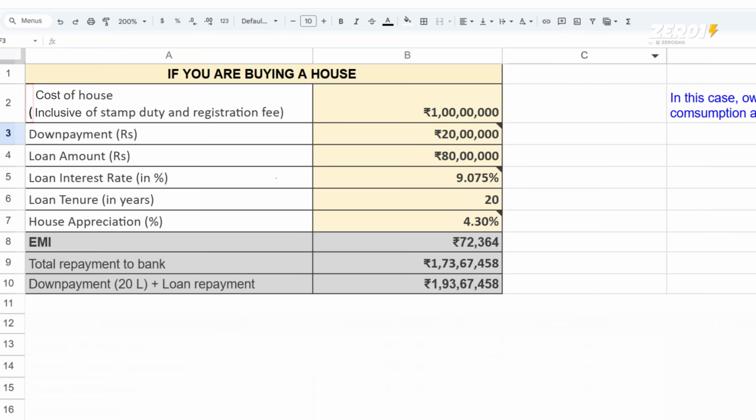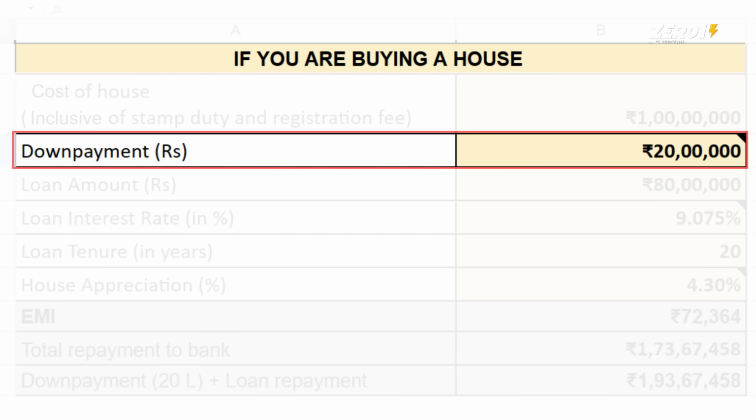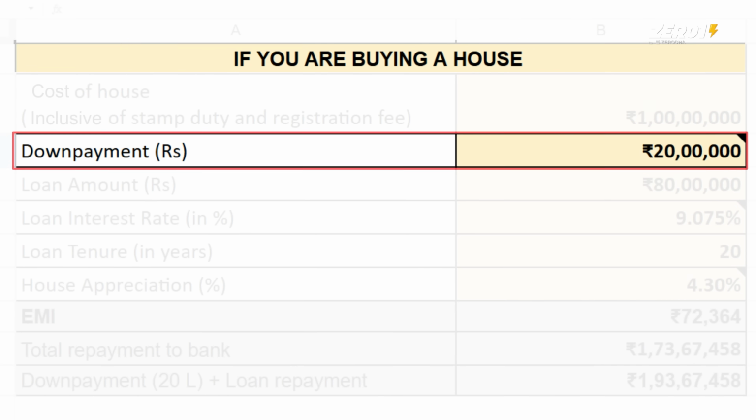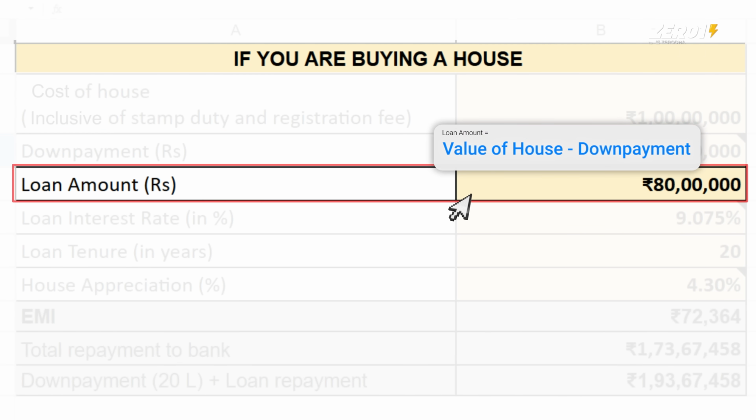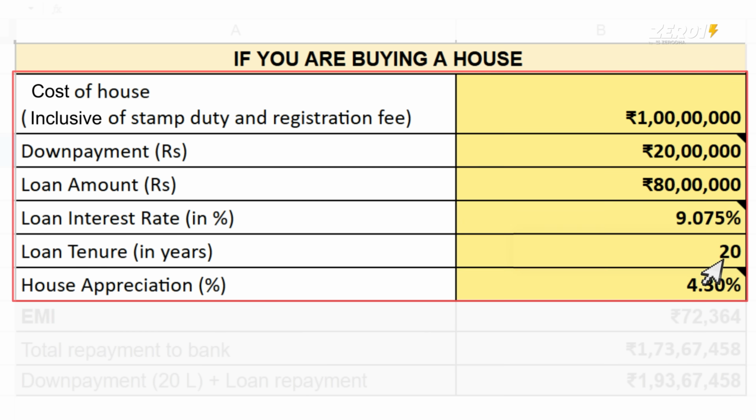Let's assume it's a 1 crore house. The down payment is 20 lakh rupees. This is what you are paying from your pocket to buy this house. The loan amount is obviously 80 lakh rupees. Remember, everything you see in yellow is editable. So this will be different for you. But let's understand with this example first.